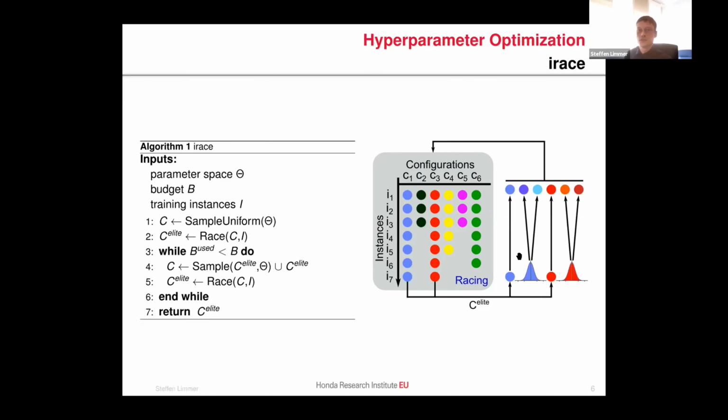And then new configurations are generated by randomly sampling around the elite configurations, and the new configurations together with the elite configurations then go again into this racing and so on until the budget is reached. And the variance of the sampling here decreases from iteration to iteration so that the search focuses more and more on a promising region of the search space.